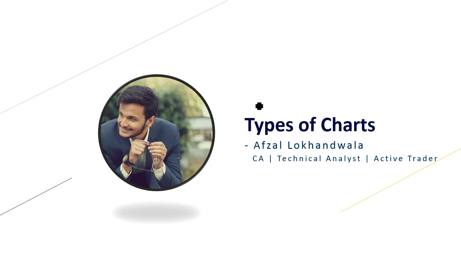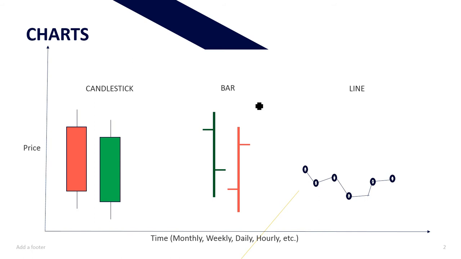We are going to discuss the types of charts today. The first type of chart, which is the most popular, is the candlestick. The second chart which we will discuss is the bar chart. The third is the most simple, the line chart. So we will be starting off with the most popular and the most important, candlestick.